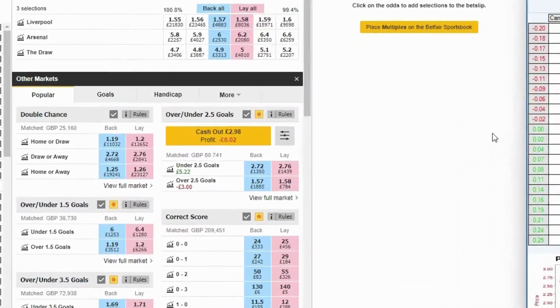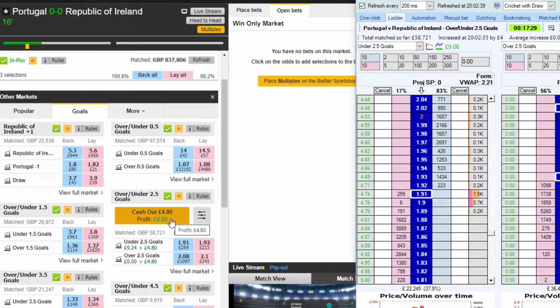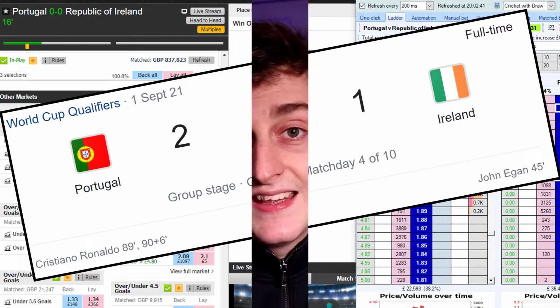As traders, we are not motivated by the number of goals by the end of the game. Instead, our aim with this strategy is to back under 2.5 goals at the start of the game and then lay under 2.5 goals or back against it after the odds have shortened due to a slow start. This will ensure a guaranteed profit irrespective of the number of goals by the full-time whistle. This is an important point.